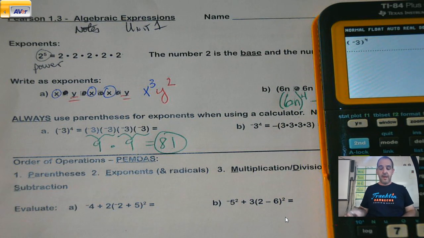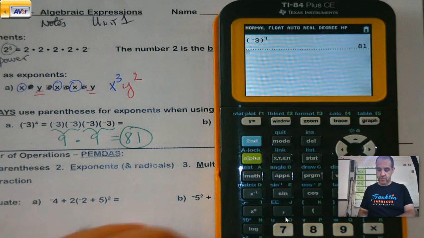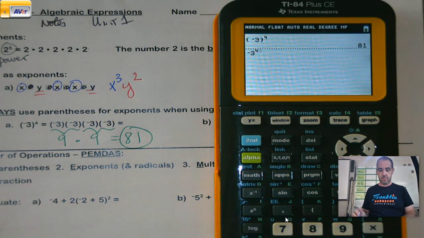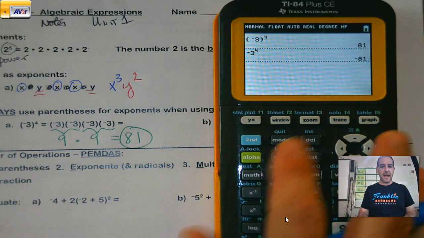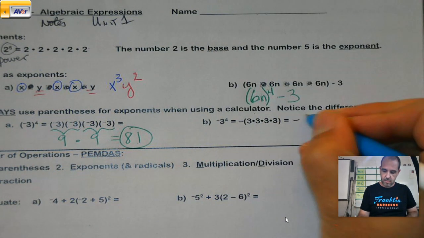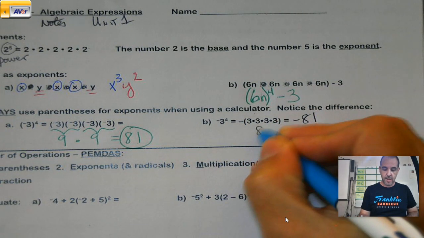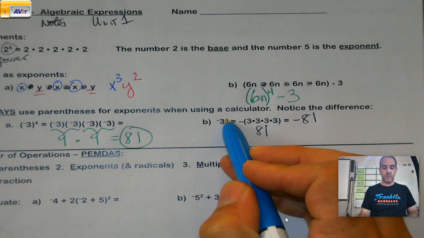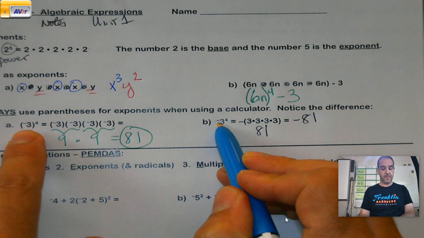Now, if I change it up a little bit and just do negative 3 to the 4th without the parentheses, I get a different answer. Okay, why? Because now what's happening is I'm multiplying all these 3's together, which equals 81, but that 4 is only going to the 3. It's not going to the negative, like it is here with the parentheses.